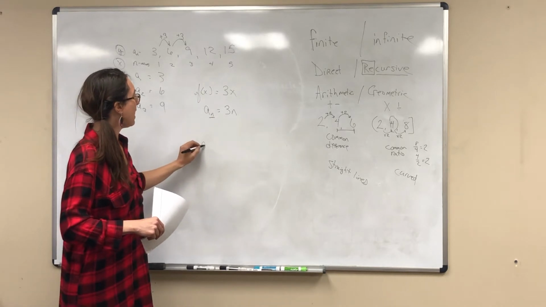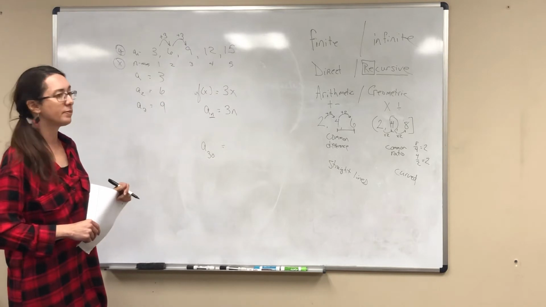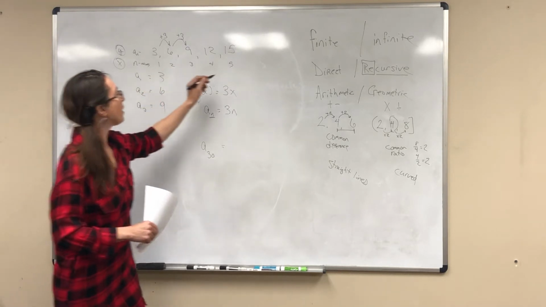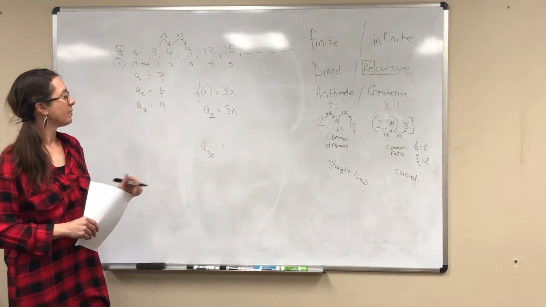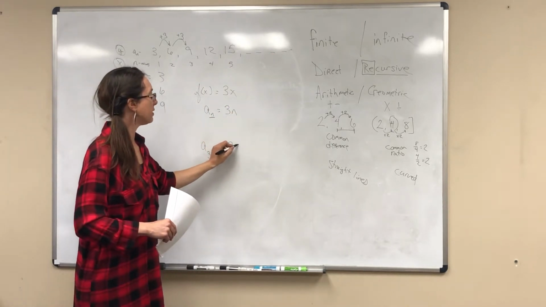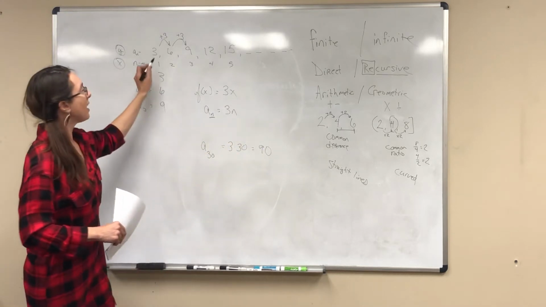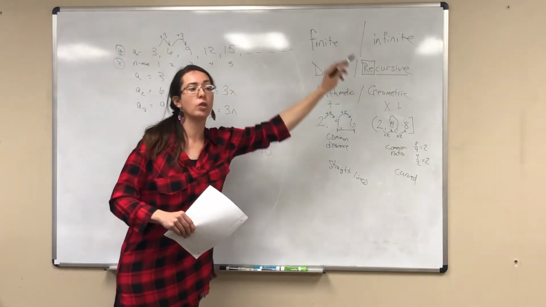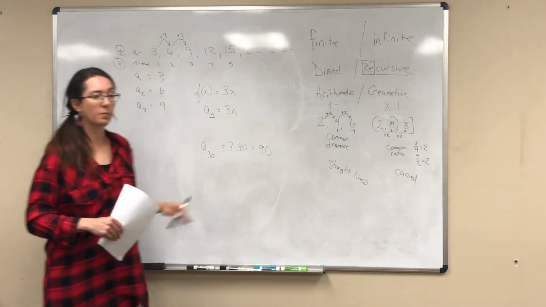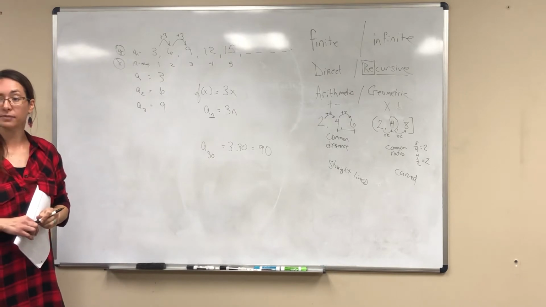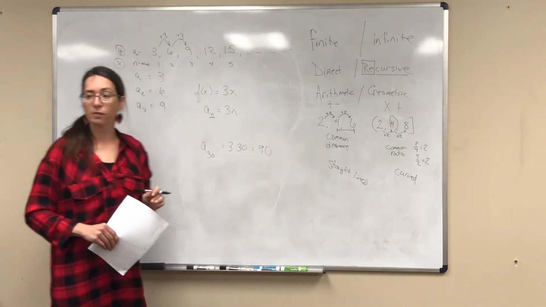so if I wanted a of 30 for this sequence, what would it be? If I were to keep writing this sequence out and find the 30th term, it would be 3 times 30, which would be 90. So if I kept with this sequence and wrote all the way down to 30 terms, on the 30th term, I would write the number 90. Our formula helps us not have to write all of those terms out.